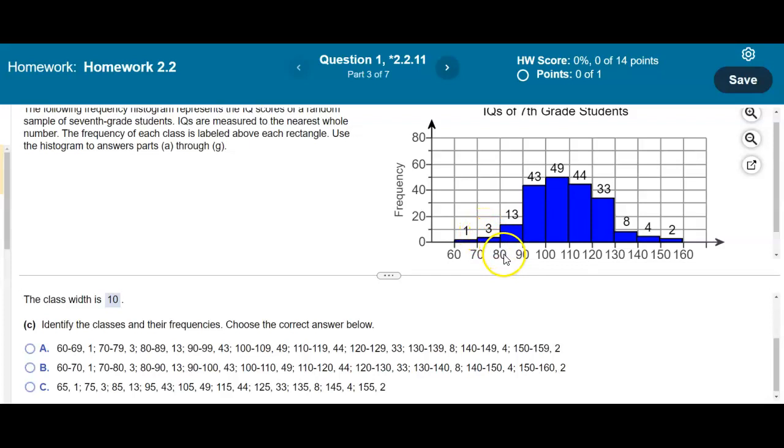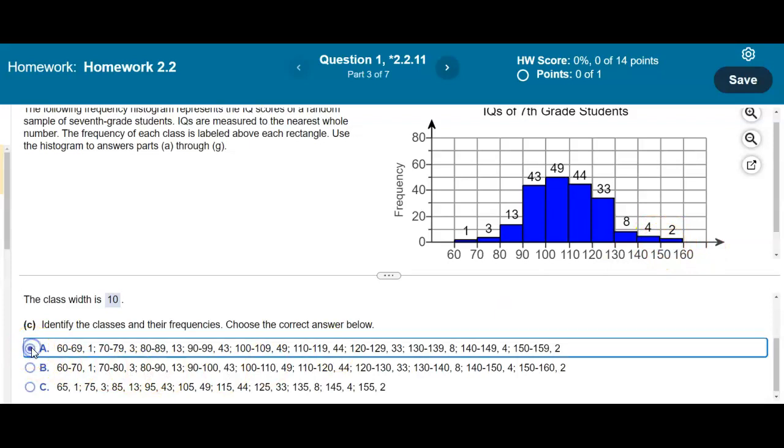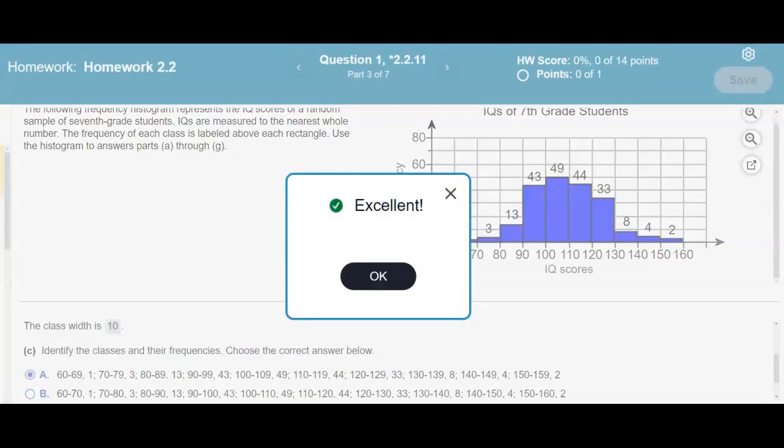And then we have 80 to 89, which is 13. And then we have 90 to 99, which is 43. We have 100 to 109, which is 49. 110 to 119, which is 44. 120 to 129 is 33. 130 to 139 is 8. 140 to 149 is 4. And 150 to 159 is 2. So therefore our answer is going to be A.